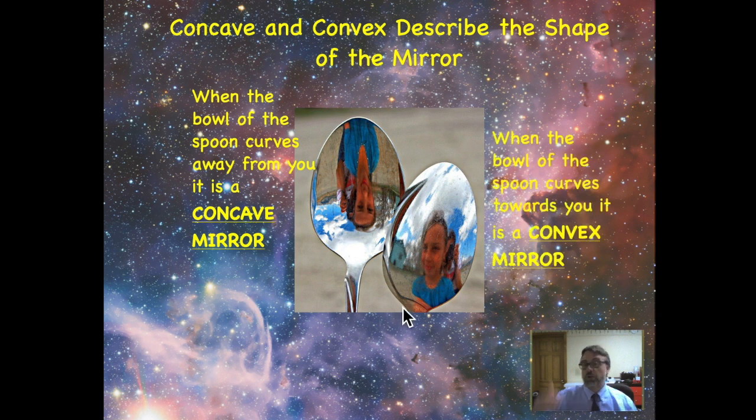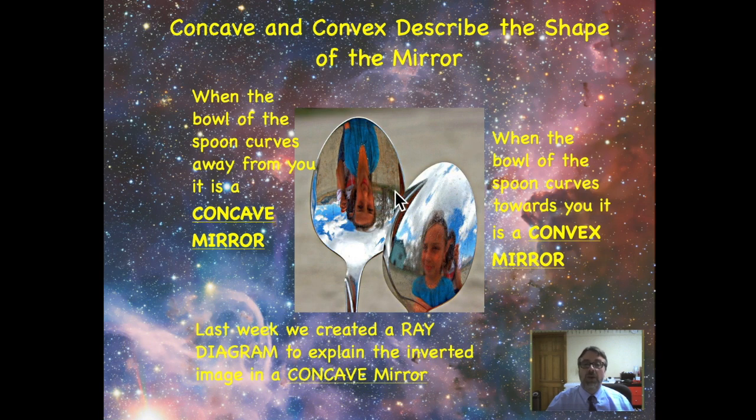Now, when the spoon curves towards you, that is an example of a convex mirror. So the words concave and convex simply describe the shape of the mirror. Again, when the bowl of the spoon is curving away from you, that's concave. When the bowl of the spoon is curving towards you, that's convex. And last week, we created ray diagrams that predicted when we would see this inverted image in the spoon.